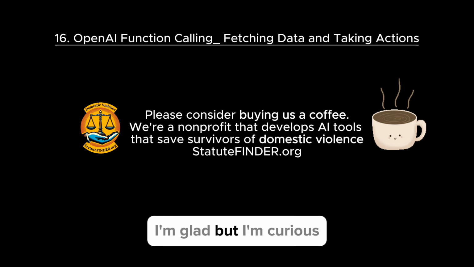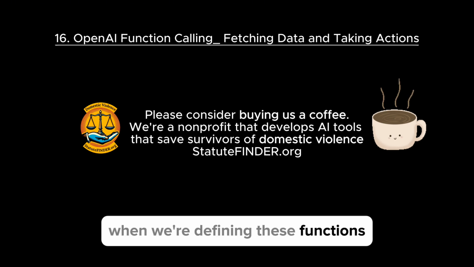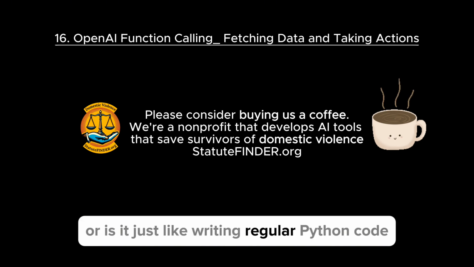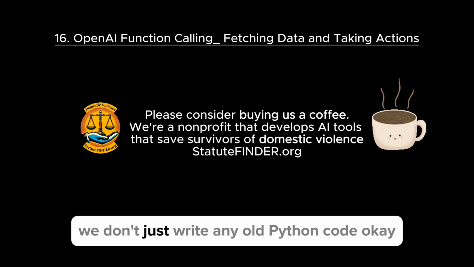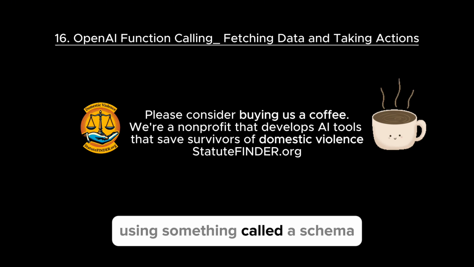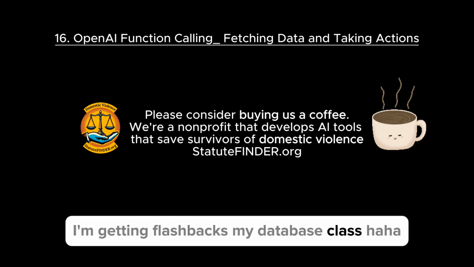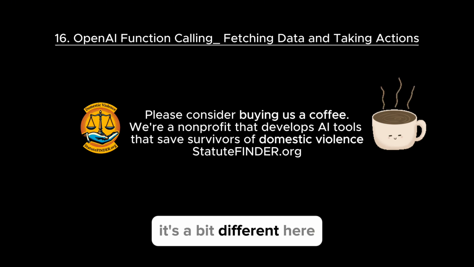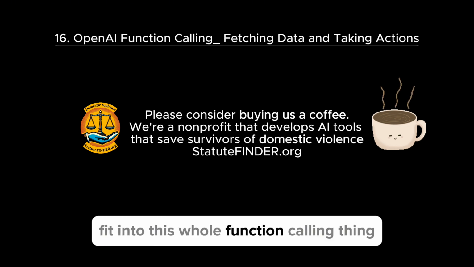Good. I'm glad. But I'm curious, is there anything special we need to do when we're defining these functions? Or is it just like writing regular Python code? That's where things get even more interesting. We don't just write any old Python code. We give the AI some extra structure using something called a schema. A schema. I'm getting flashbacks to my database class. It's a bit different here, but the idea is similar. How does a schema fit into this whole function calling thing?